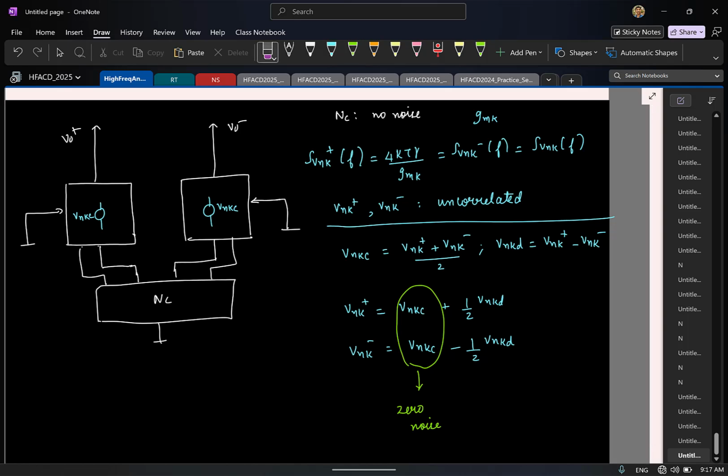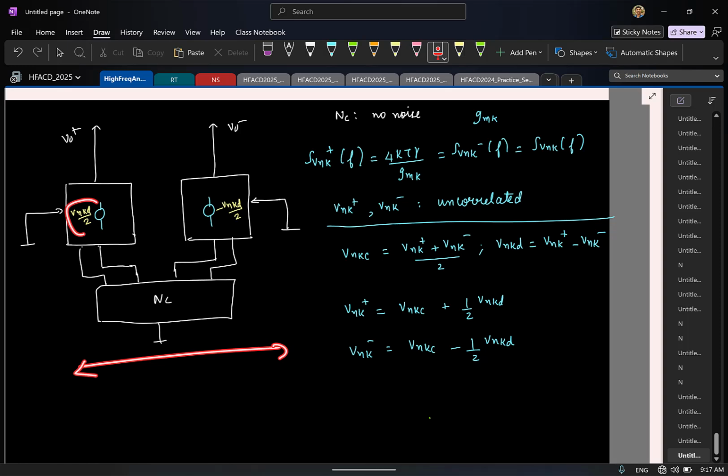Okay, so now let's look at the differential part. So I'll erase this. If I look at the differential part, what I am saying is this: in one half I have plus Vnkd by 2. In the other half I have minus Vnkd by 2. So again, this is a symmetric circuit. I am providing an anti-symmetric excitation. What can you do to solve and simplify?